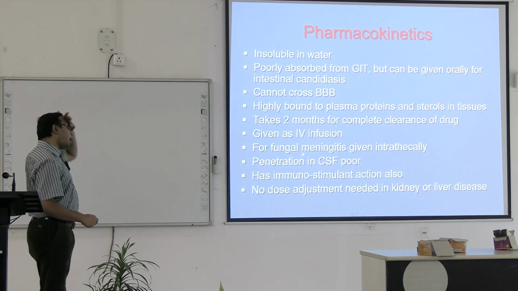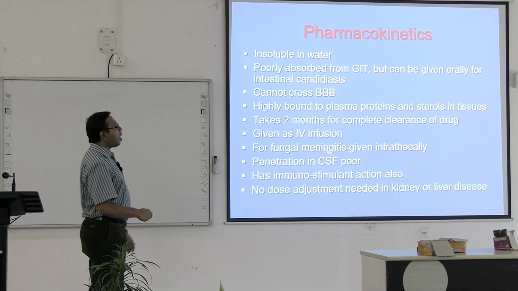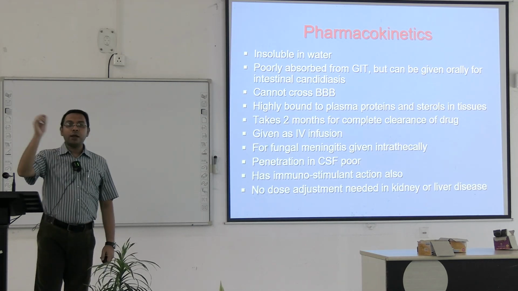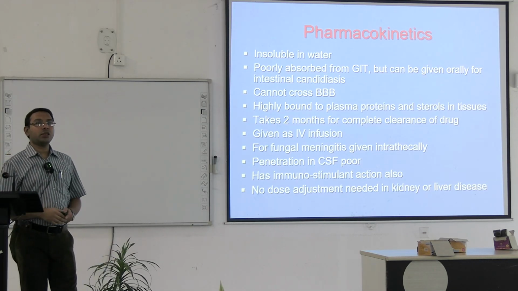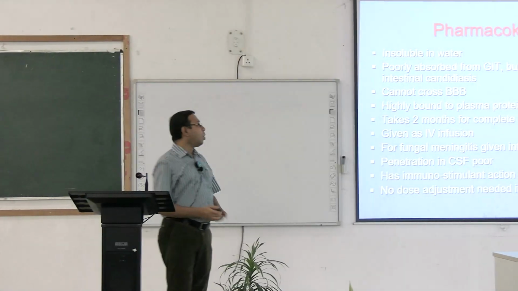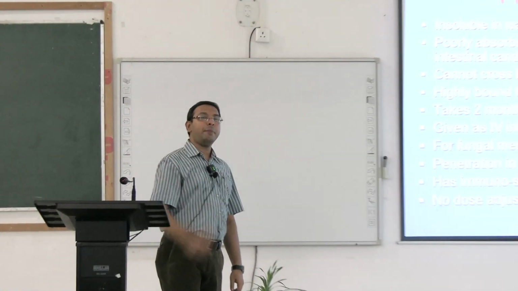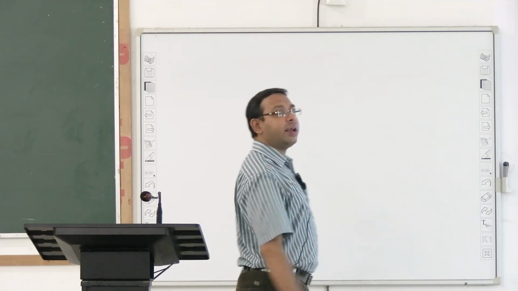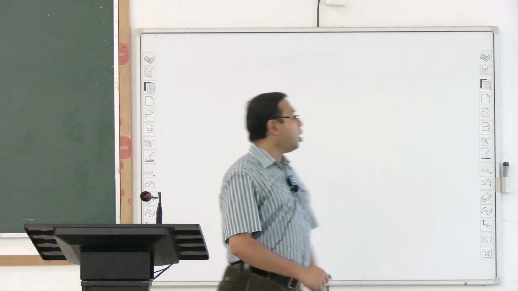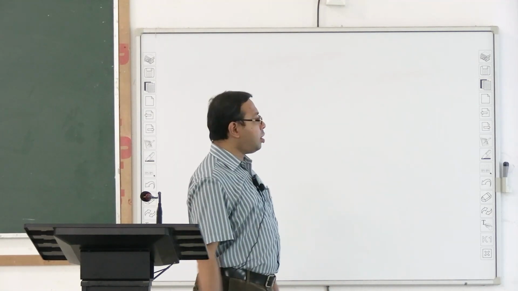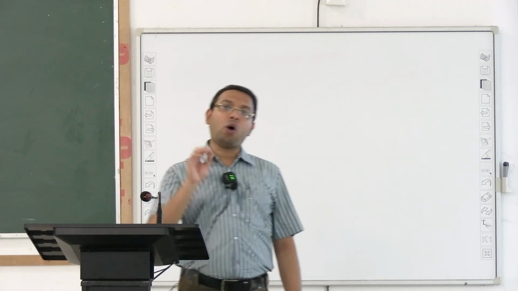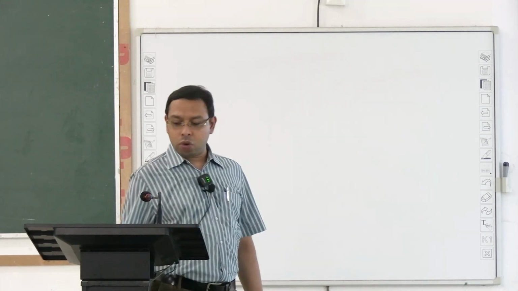It is given as IV infusion, and for fungal meningitis it can be given even intrathecally. That is, intrathecal administration of amphotericin B can be done when there is fungal meningitis, when the meninges is involved. Penetration in CSF is poor, that's why intrathecal administration is needed. It has immunostimulant action, and no dose adjustment is needed in kidney or liver disease because it is toxic even in very low dose.